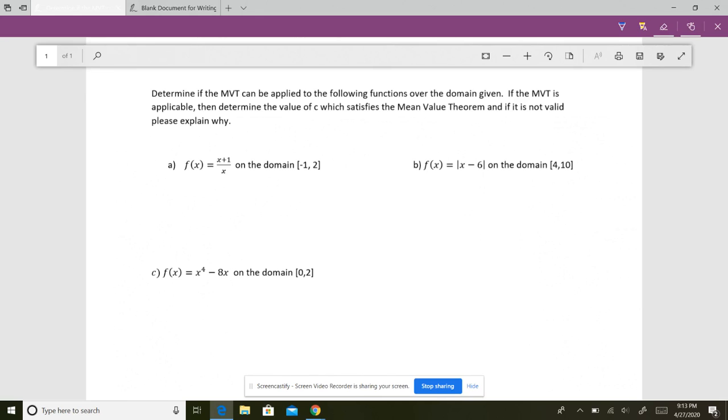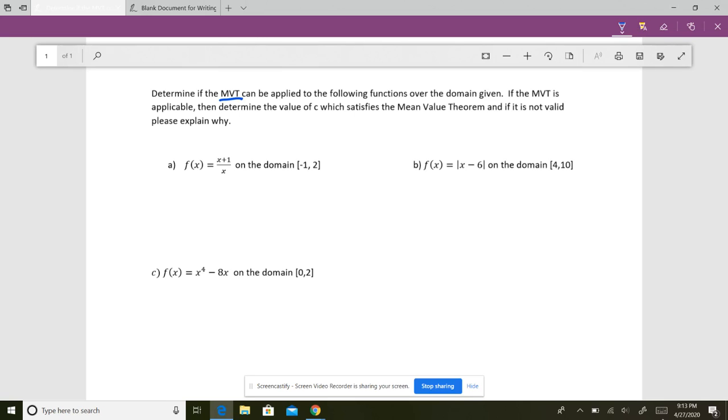I've already written the questions out, and here they are. Determine if the mean value theorem, MVT, can be applied to the following functions over the domain given. If the MVT is applicable, then determine the value of c which satisfies the mean value theorem, and if it is not valid, please explain why. Okay, here's our first function.